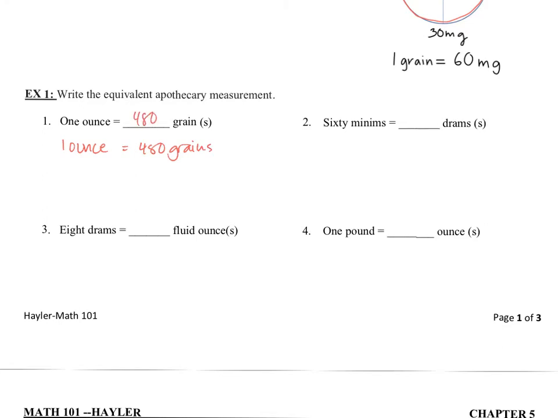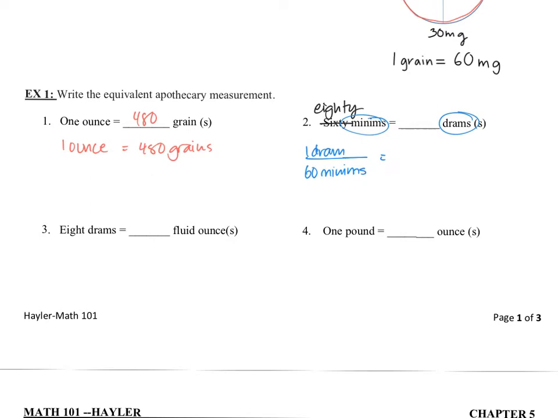For 2, 60 minims is how many drams? Okay. Real quick, I think this one is missing the edit that I put in, so sadly I will go ahead and write in what I had. Originally it should be 80. 80 minims. Alright, so we're going to have to go ahead and convert this. What do we know? Where is a relationship between minims and drams? Well, we know that 1 dram is 60 minims.